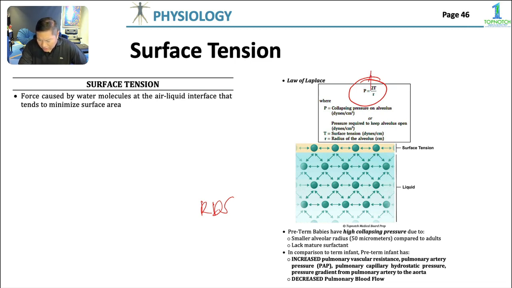Newborns will have high surface tension because their surfactant is still immature. Preterm babies will have high surface tension because their surfactant is still immature. Preterm babies will also have a smaller alveolar radius because they're still developing. So when the numerator, surface tension, is very high and the denominator, radius, is very low, the quotient, the collapsing pressure, will be very high. What does it mean? The moment the baby exhales, the alveoli shrink, and it is difficult to inflate them again because the collapsing pressure is high.